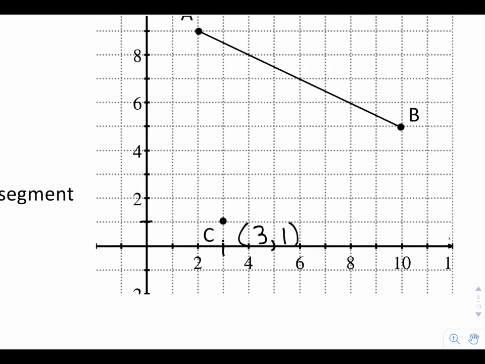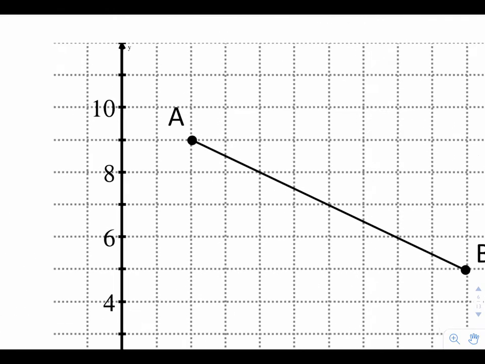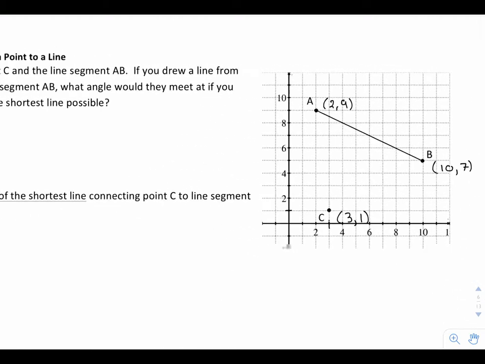And we're given 2 points that define a line somewhere else. This point B is given by 10, 7, and the point A is given by 2, 9. So I'm going to write that in, 2, 9.